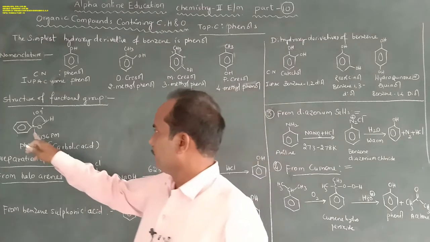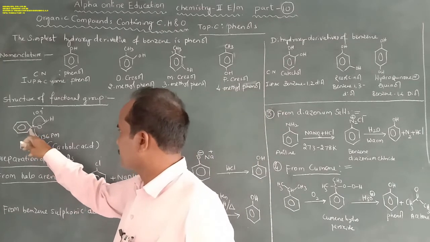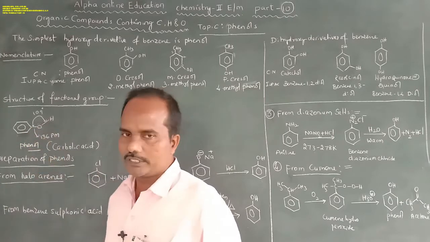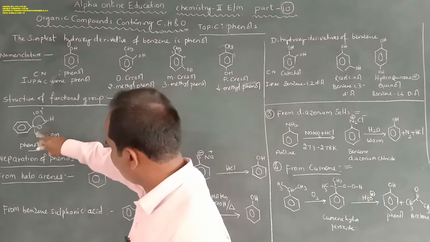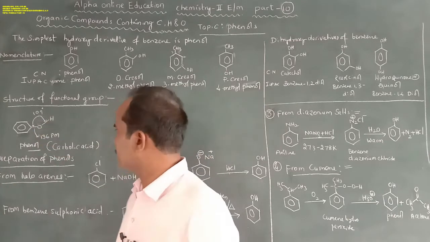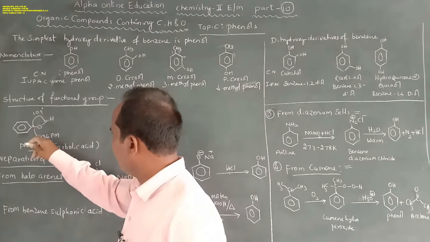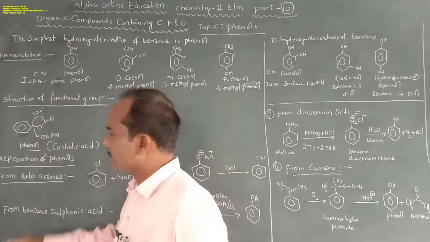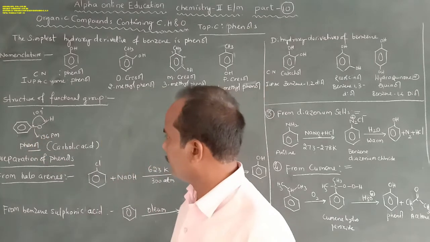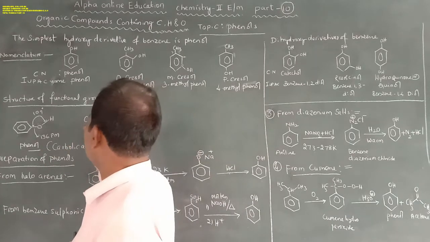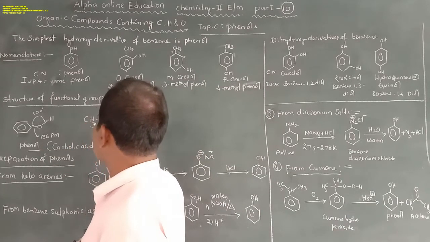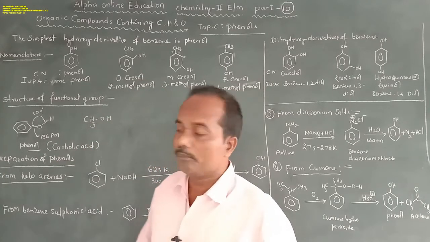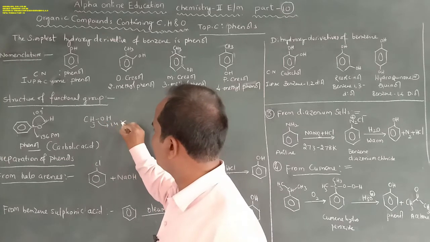When you observe the structure of phenol, C6H5, it has a benzene nucleus and it has the hydroxyl group. Here the bond angle is 109 degrees. The bond length between the aromatic ring carbon and oxygen is 136 picometers. In methanol, the carbon-oxygen bond length is 142 picometers.